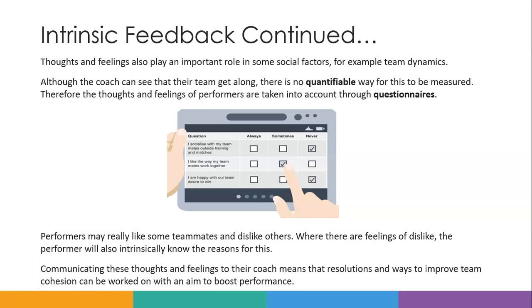Continued. Thoughts and feelings also play an important role in some social factors. For example, team dynamics. Although the coach can see that their team get along, there is no quantifiable or numerical way for this to be measured. Therefore, the thoughts and feelings of the performers are taken into account through questionnaires, like our Adapted Youth Sport questionnaire. You can see an example on the screen here, very like that.